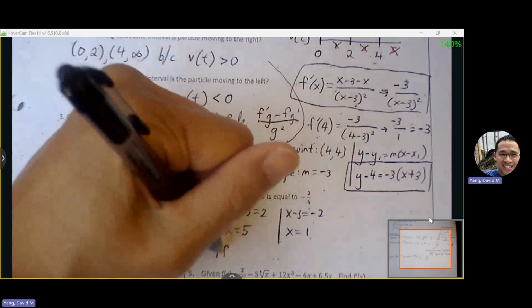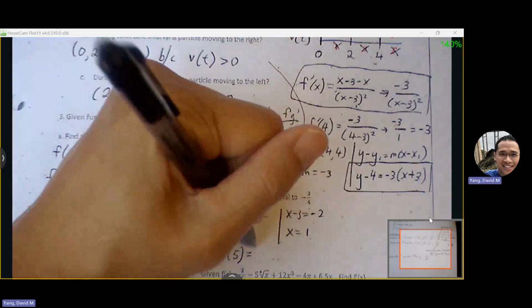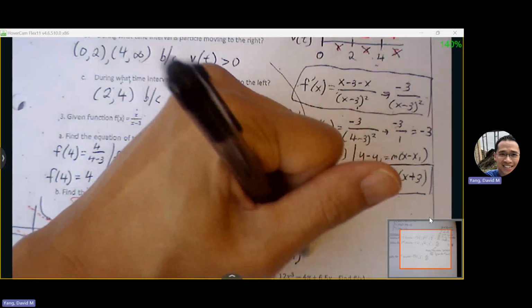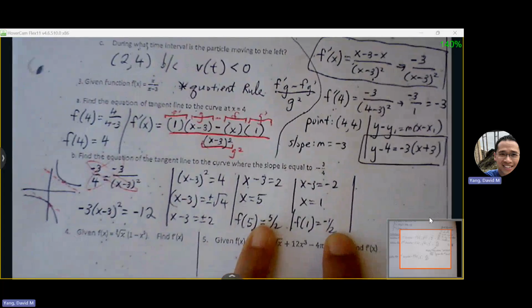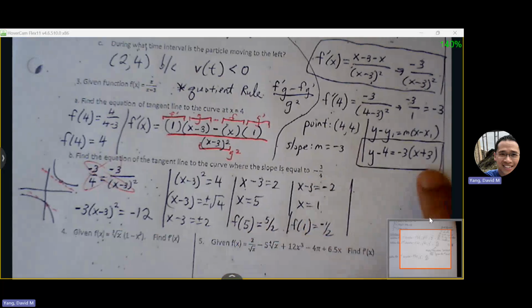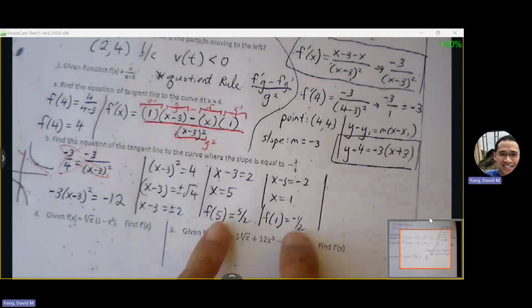So I'm going to say f of 5. That's going to give me 5/2. And f of 1 will be -1/2. So I have two locations that both share the same slope of -3/4. So then independently, I'll write the tangent line equations for both these locations.